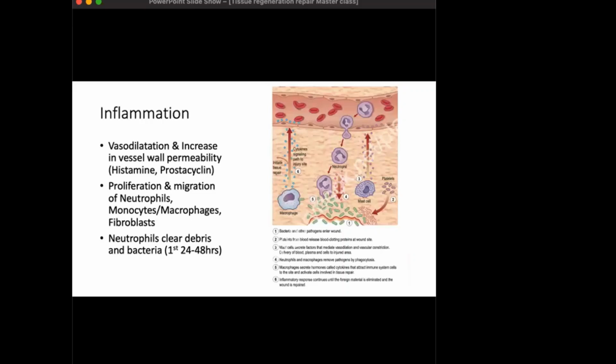So the second phase is inflammation. Once the initial vasoconstriction stops the bleeding, then you have a vasodilatation, which is mediated by the histamine and prostacyclin, and it increases vessel wall permeability, which allows all these cells such as neutrophils, macrophages, and fibroblasts to pass through to the wound from the vessels. Okay, and then the neutrophils' main action is basically to clear the debris and also phagocytose the bacteria, and this happens within the first 24 to 48 hours.